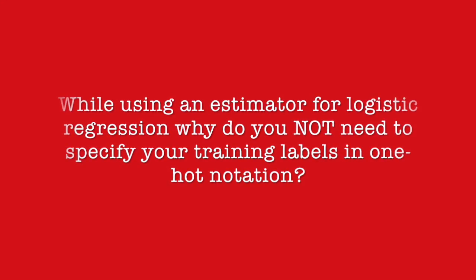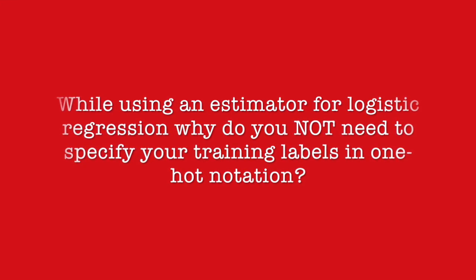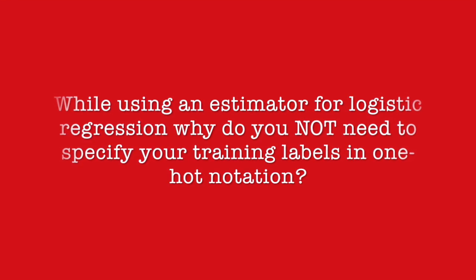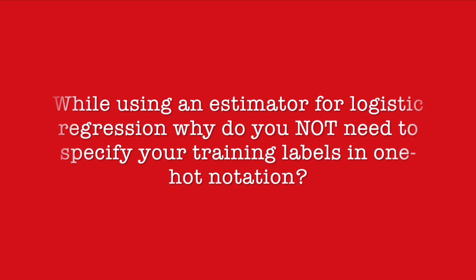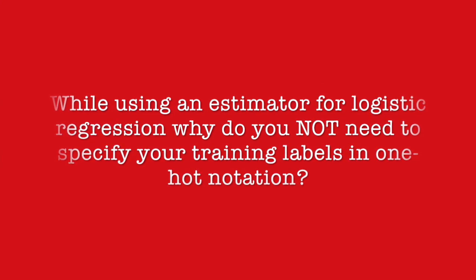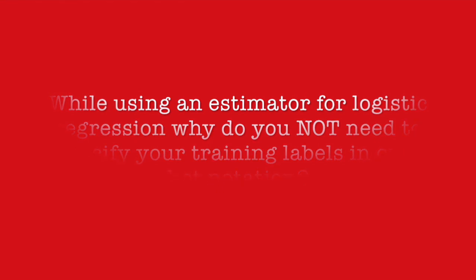At this point, you know that estimators abstract away a lot of the details of our regression models from us. An estimator can accept your training labels in raw form. We just pass in a bunch of true false values in the form of a two-dimensional array. Under the hood, it'll convert it to one hot notation and run the regression training.